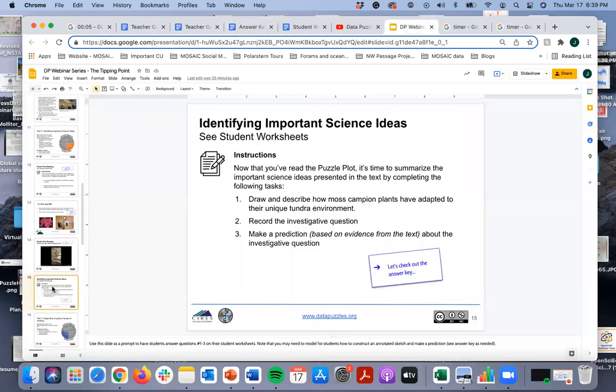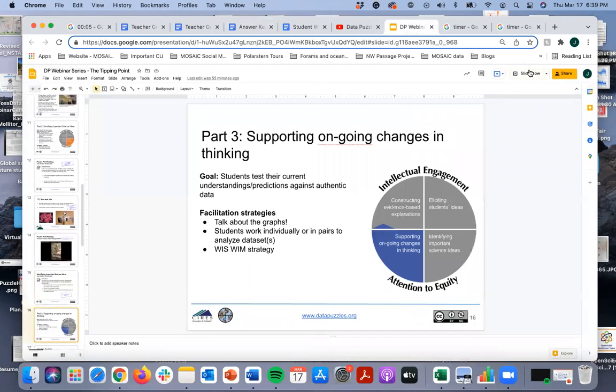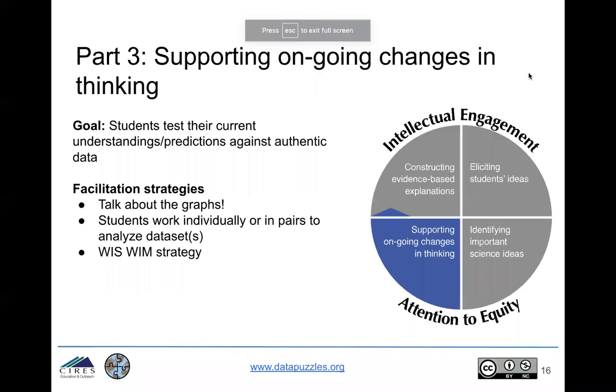And once students have had an opportunity to pull out those ideas, to make a prediction, it's time to move on to that next ambitious science teaching practice, where they're going to test their prediction by looking at some authentic data from these scientists. So, testing their predictions against authentic data, and the facilitation strategies here.